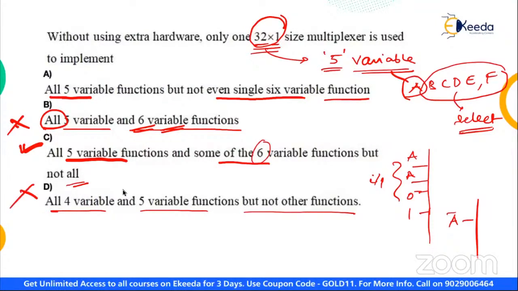Even option D is wrong. Okay, so it says all 4 variables. Yes, it is true. All 5 variable functions. Yes, it is true. But not other functions. No, there are some of 6 variable functions that can be implemented. Therefore, option D is wrong.